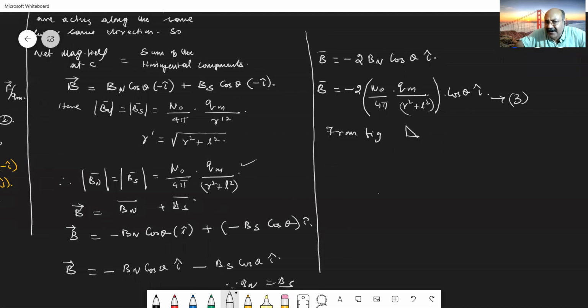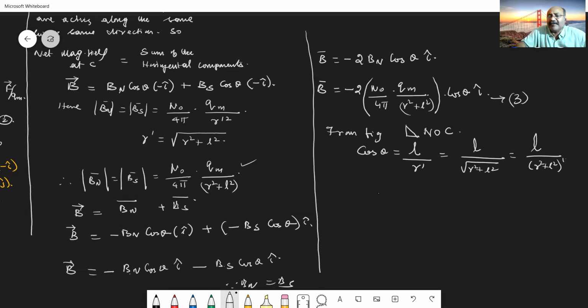So from the figure, if I am calculating cos theta, adjacent side semi-length L by hypotenuse R dash, which is equal to L divided by root of R square plus L square, which can be written as L by (R square plus L square) to the power of 1 by 2. Take this and substitute in equation number 3.